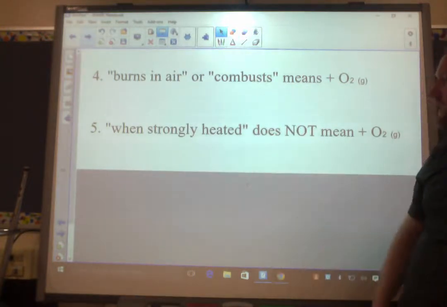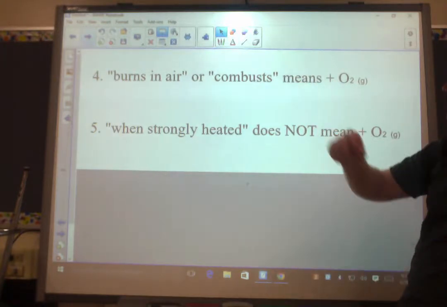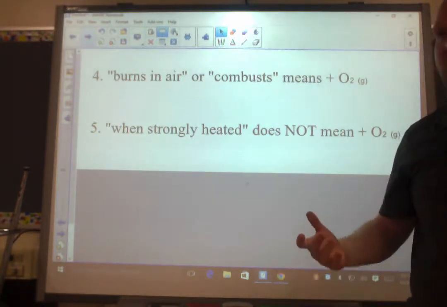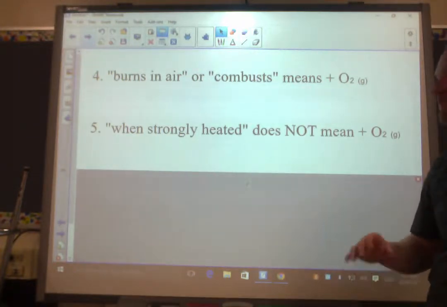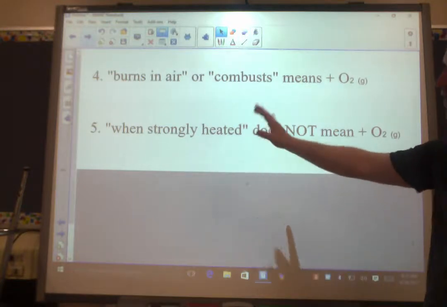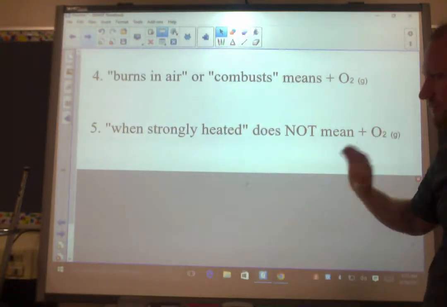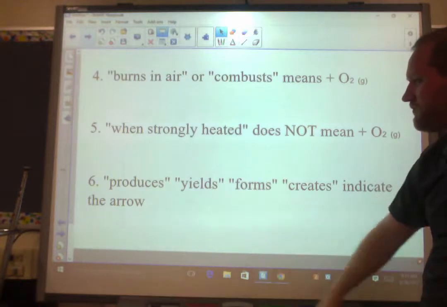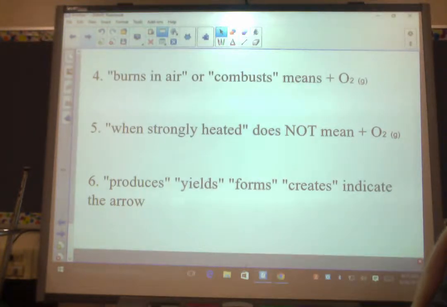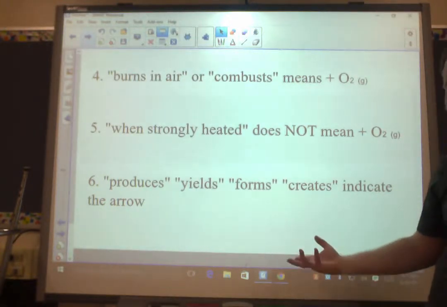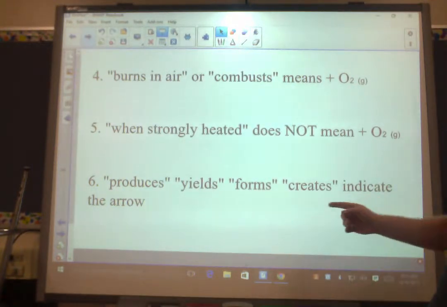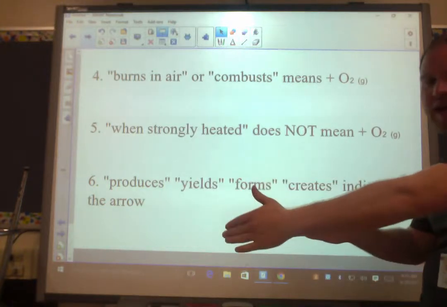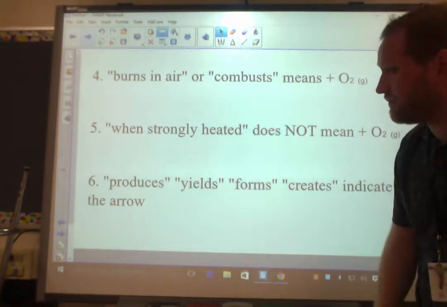Step 5, when strongly heated does not mean plus O2 gas. This is not the same as burns in air. A lot of chemical reactions, generally decomposition reactions, will happen when something gets hot enough, but it's not going to react with oxygen gas. So watch out for the wording. When strongly heated does not mean reacts with oxygen. Words like produces, yields, forms, creates, decomposes, or turns into indicate you're going to make the arrow, meaning you're going from the reactant side on the left to the product side on the right.